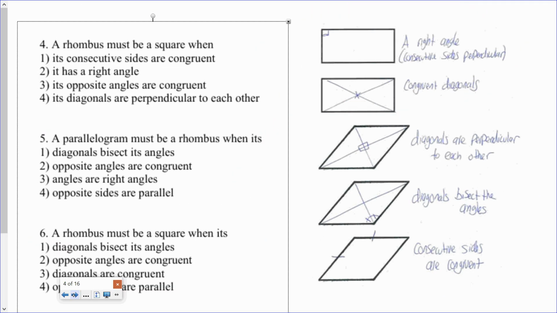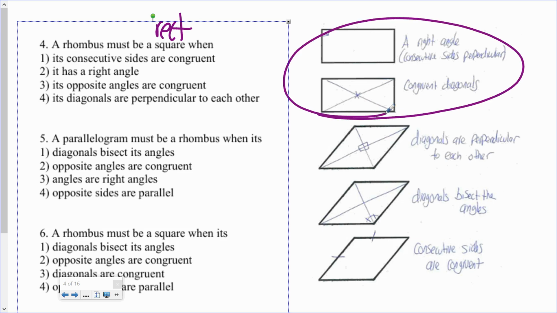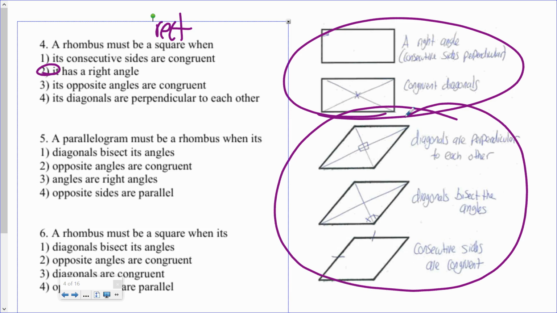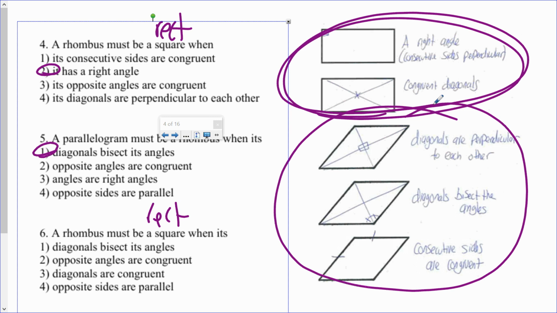A rhombus must be a square when? Well, it's already a rhombus. If it's already a rhombus, then it needs a rectangle property. It needs one of those, a right angle or congruent diagonals. There's your right angle. A parallelogram must be a rhombus when? Well, it needs one of the rhombus proofs. Diagonals bisect its angles. A rhombus must be a square when, well, if it's already a rhombus, then it needs to be a rectangle. It needs one of the rectangle properties. I've got diagonals congruent.